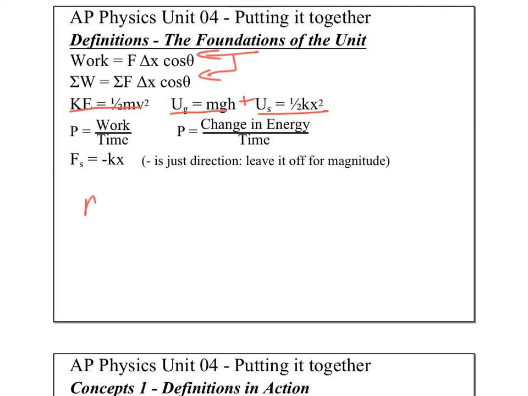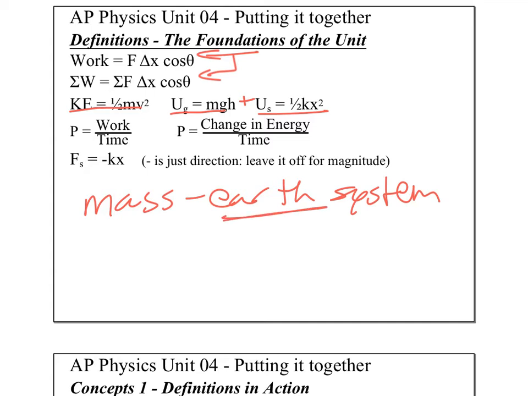There has to be what's called a mass-Earth system in order to have gravitational potential energy. Without that force of gravity that the Earth is causing, there's no gravitational potential energy. For instance, if that mass was just floating out in space all by its lonesome, there's no gravitational potential energy because there is no acceleration due to gravity, that lowercase g that we've seen.